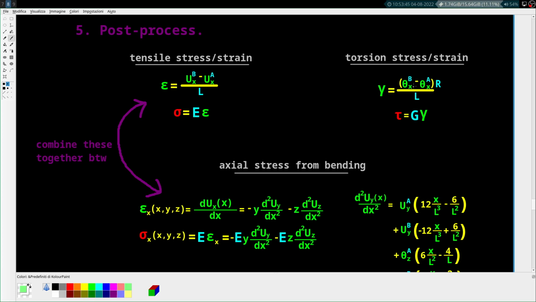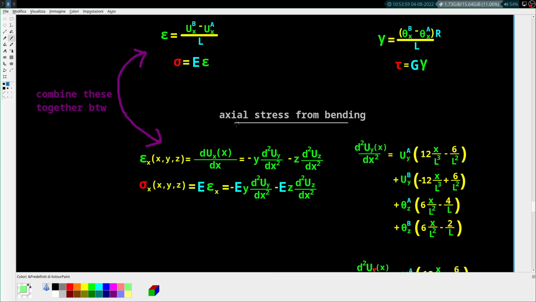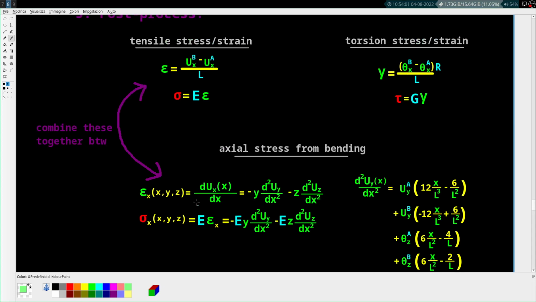Torsion is the same thing. You plug in the values of the degrees of freedom that you solved for just now, very carefully, and you know R and L, you know G. You can solve for both the shear strain and the shear stress, if that matters to you, right? And then axial stress. Remember, axial stress is not just tension, but you also have to add in the bending components. And so you have all this stuff.